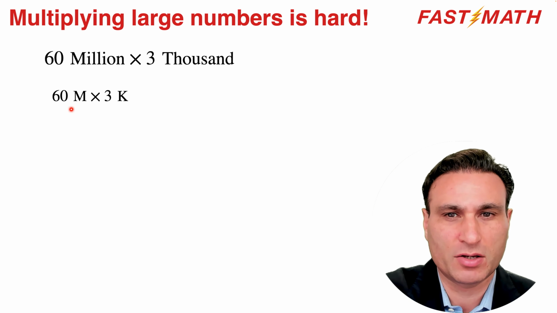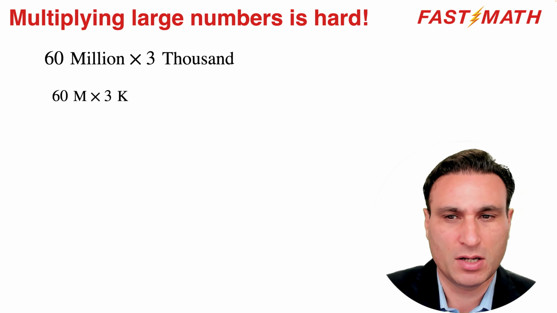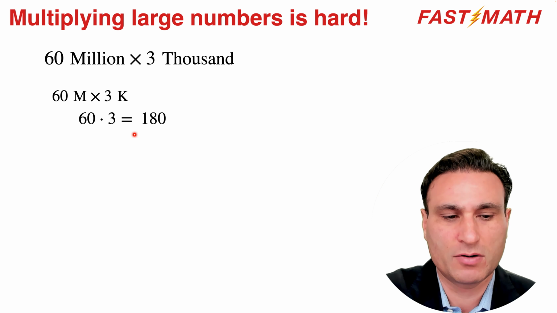Write or represent the calculation using the abbreviations M for million and K for thousand. So this becomes 60M times 3K. K is short for kilo, which means thousand. Next, multiply the numerical portions, which are the numbers before the abbreviations. 60 times 3 is 180.